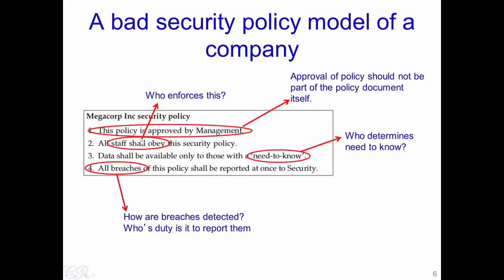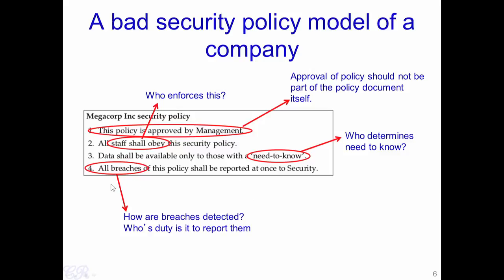What do we mean by this? Who enforces that staff should obey? Is it a moral requirement of the staff to obey this policy, or is there actually a unit which enforces all staff in the organization to obey this particular policy? Third, the need to know. How do we define what a need to know is? Who determines who should know what information? This is not specified or not very obvious from this policy statement.